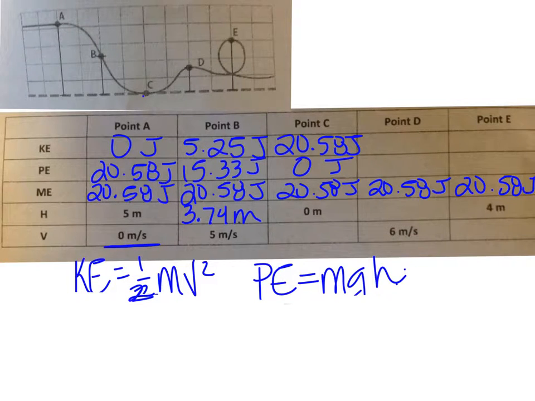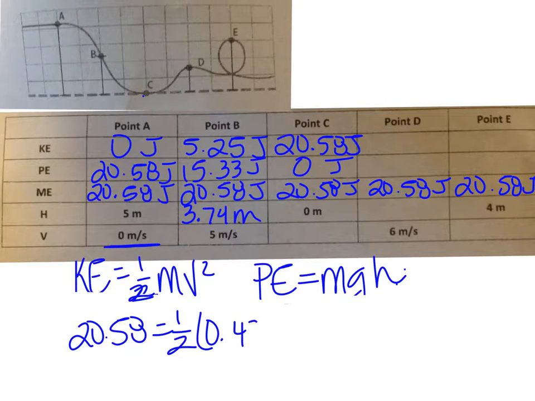And now we can solve for our velocity using our kinetic energy formula. So when you're solving for velocity, you'll use the kinetic energy formula. So we'd have 20.58 equals 1/2 times your mass of 0.42 times your velocity squared, and you'll solve for V.